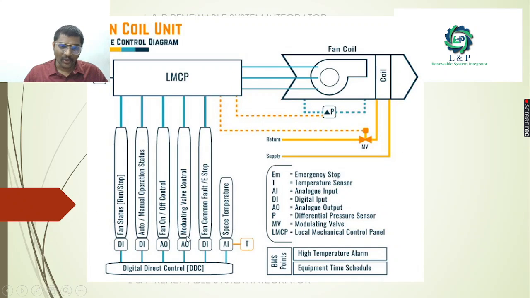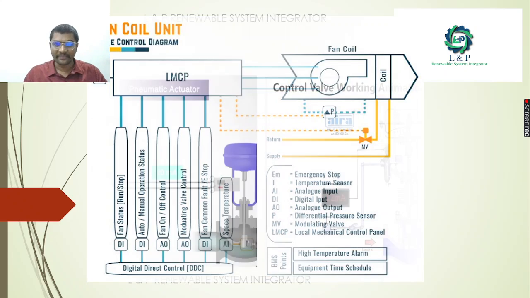See here, as I told earlier, if you are going for a DDC controller for a modulating valve, an analog output we have to provide from the DDC. Okay, the control output command that we give from the DDC is going to be an analog input to the modulating valve. And in the same way we will get the feedback also, whether the valve is fully open or not, whether it obeyed our command or not. All these things we will see.